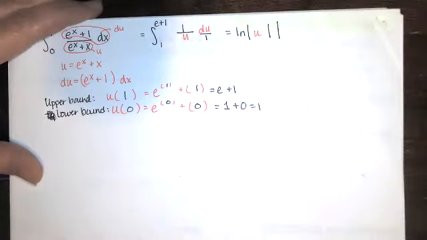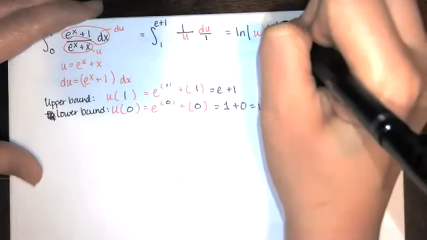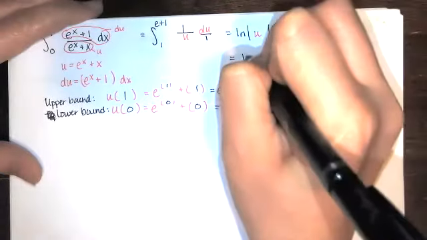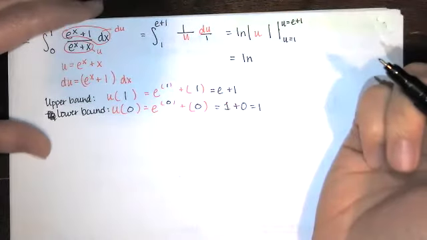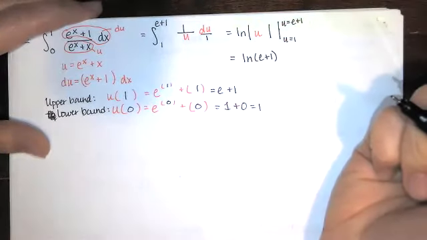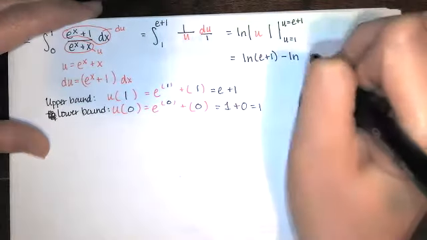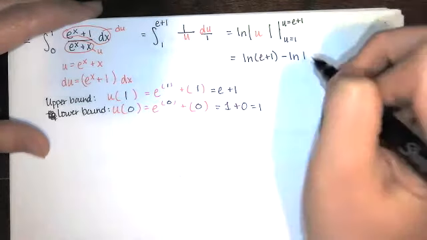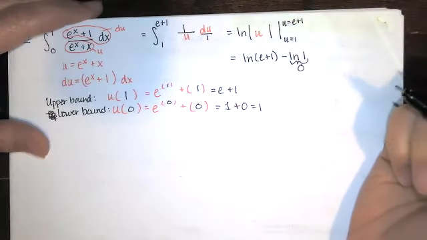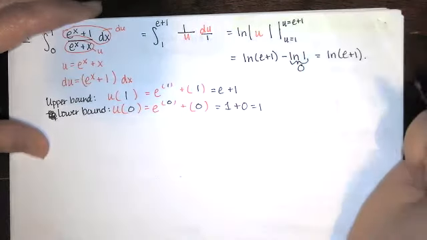I would normally say plus c, but it's a definite integral. So we're going to integrate from u equals 1 to u equals e plus 1. So we get natural log of the absolute value of e plus 1. Since e plus 1 is positive, no absolute value bars are needed. Then we subtract natural log of the absolute value of 1, which is just 1, and natural log of 1 happens to be 0 because e to the 0 is 1.